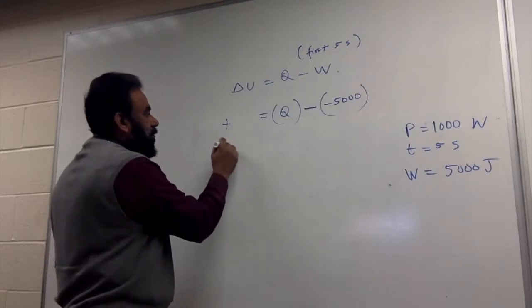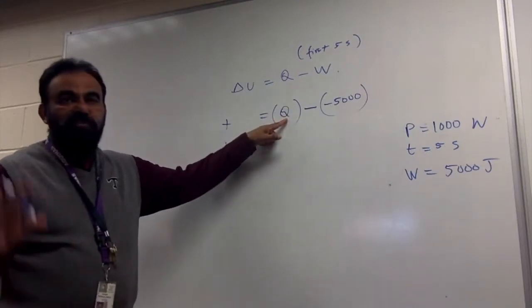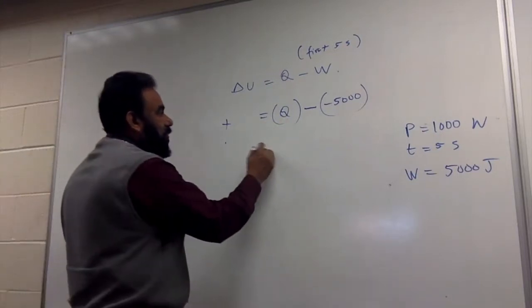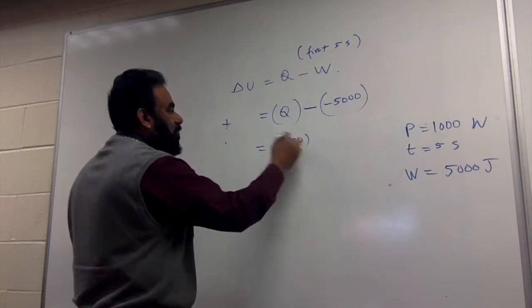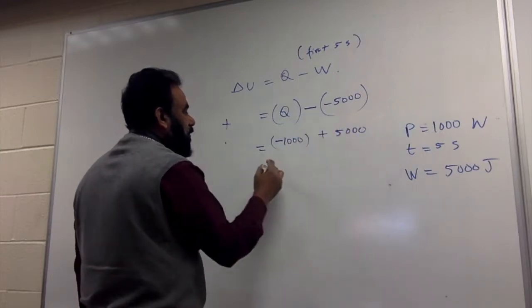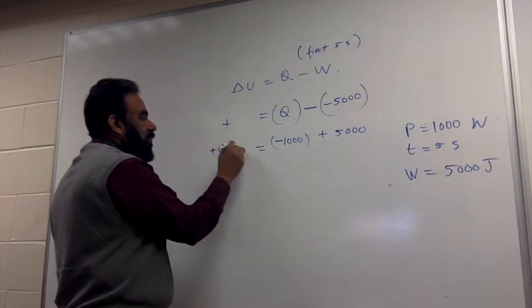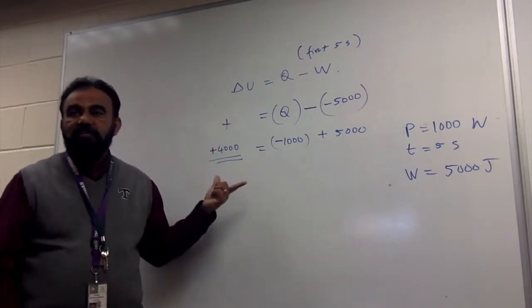So if I have to take a rough number for the Q in the first 5 seconds, if I'm going to call it 1,000. So negative 1,000 plus 500 to 5,000 is equal to how much? Plus 4,000. This is going to be the change in internal energy in the first 5 seconds for the hot plate.